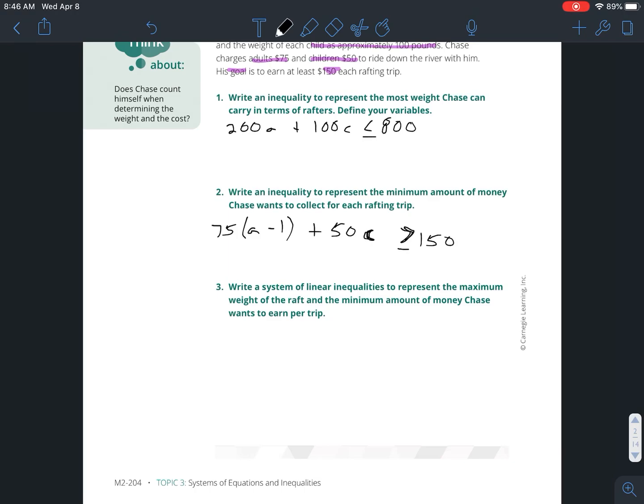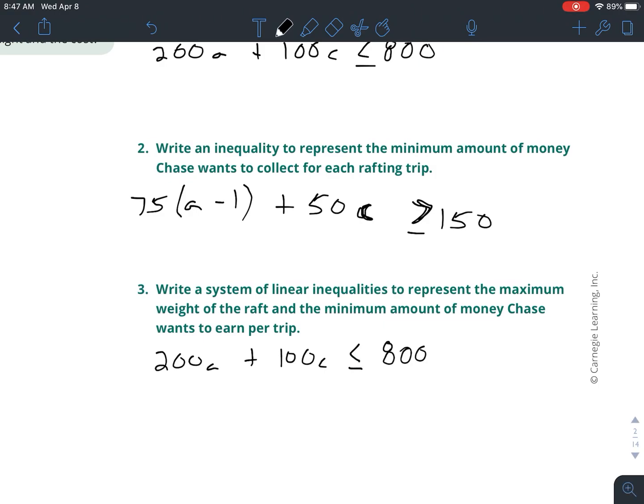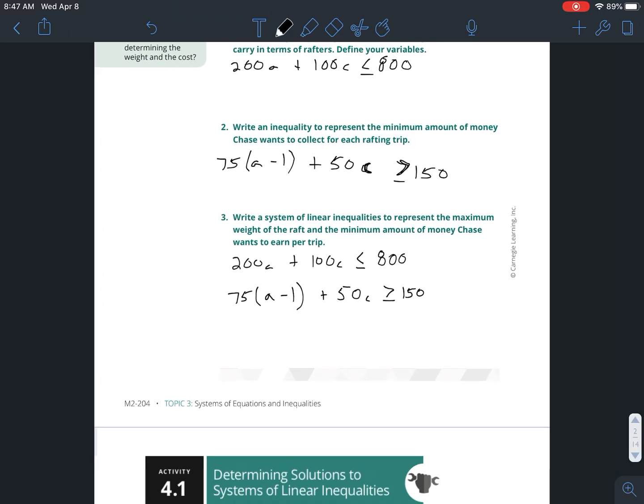Okay, so to rewrite these, we're just going to rewrite both of these together. So it's just going to be 200A, because this is a system of linear inequalities representing the max weight and minimum amount of money, plus 100C is less than or equal to 800, so it cannot be greater than 800 pounds. And then we said $75 for an adult, but we're going to take adults minus 1 because Chase has to be included in that, plus $50 per child, 50C, is greater than or equal to 150 because Chase wants to make $150 per trip.